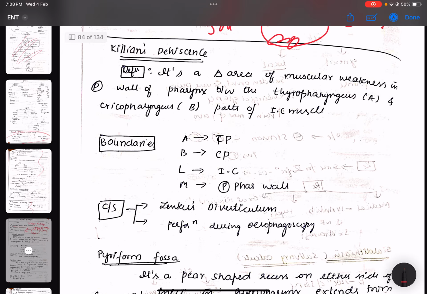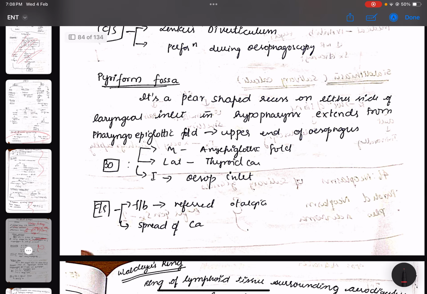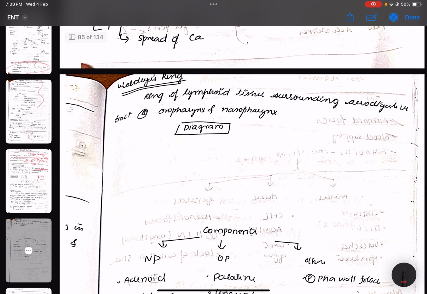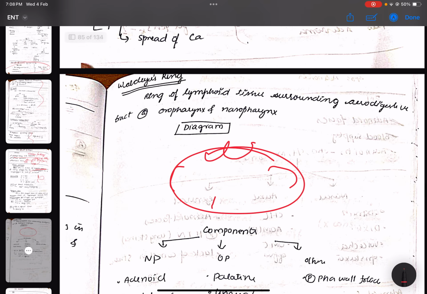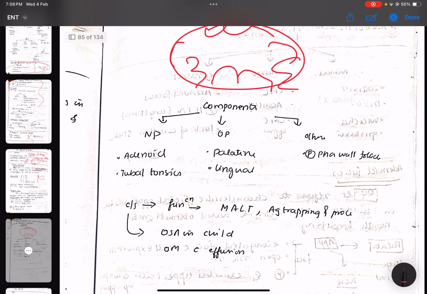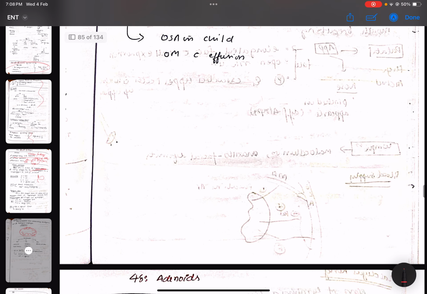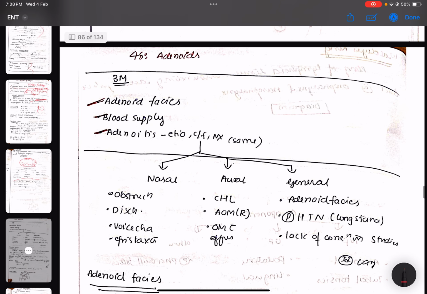Again, Killian's disease. What does Killian's disease have to do with it? Again, due to the muscular weakness, you will have a bulging. Pyriform fossa, I'm sure you would have studied in anatomy. Again, Ward's ring diagram, I hope you know in and out of it. And these are the components. Functions also. Right. Adenoid phases, again, blood supply is an important 3 marker.